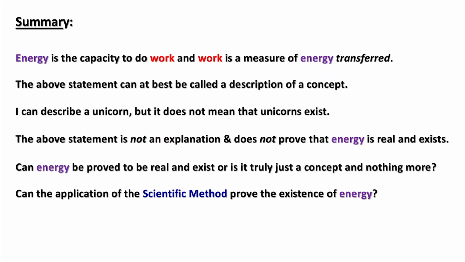Summary. Energy is the capacity to do work, and work is a measure of energy transferred. The above statement can at best be called a description of a concept. I can describe a unicorn, but it does not mean that unicorns exist. The above statement is not an explanation and does not prove that energy is real and exists.